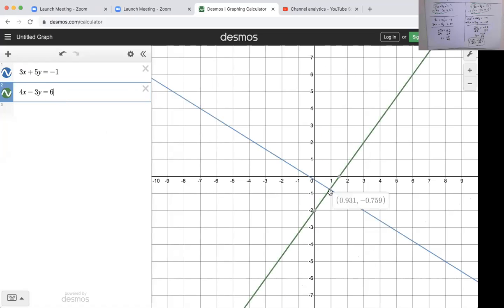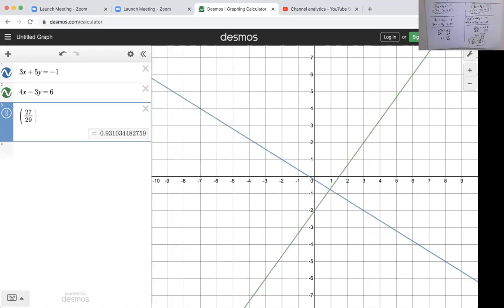So the point of intersection is here, which is that 27 29ths, negative 22 29ths. Awfully hard to tell. But what I can do is I can graph that point. 27 over 29, comma, negative 22 over 29. And make that purple. Notice that seems to be the point of intersection. So that reinforces it a little bit.